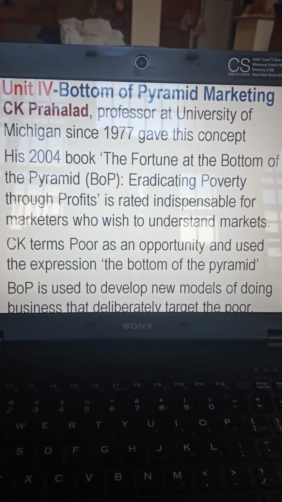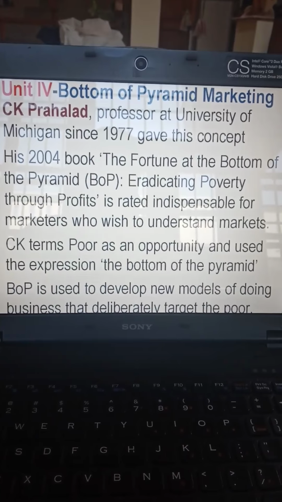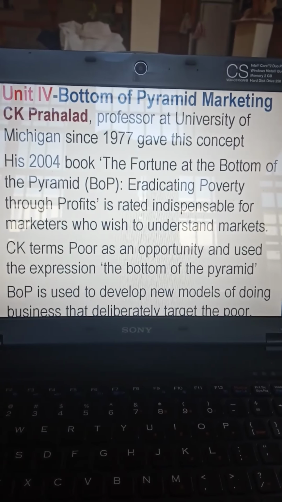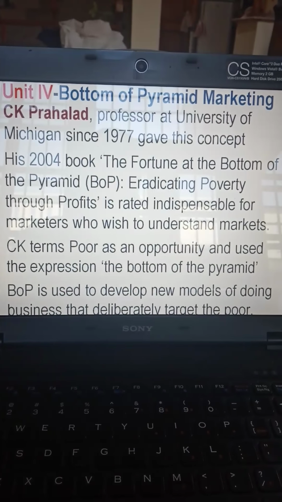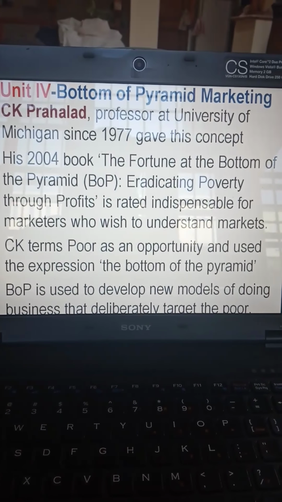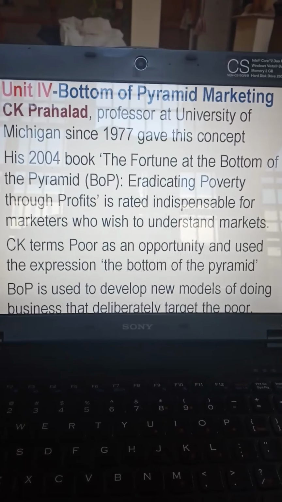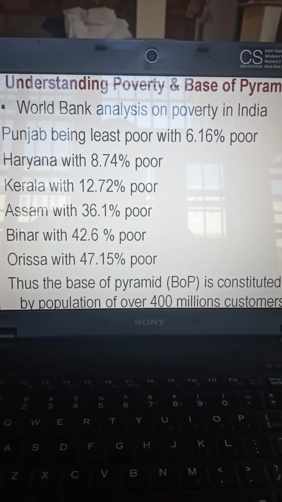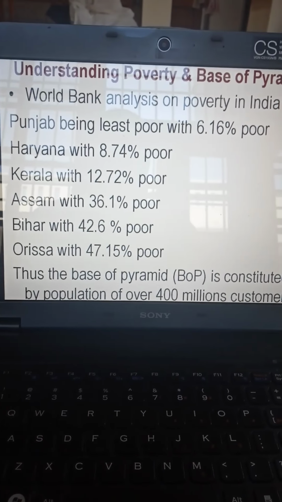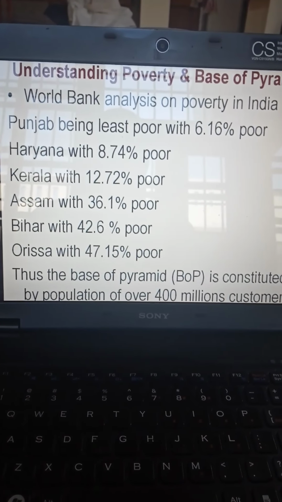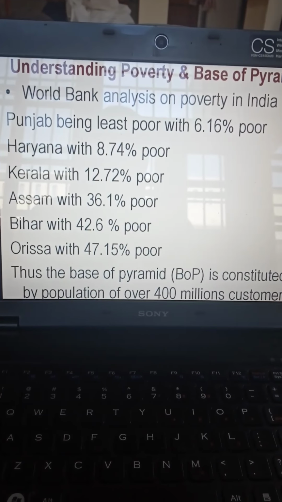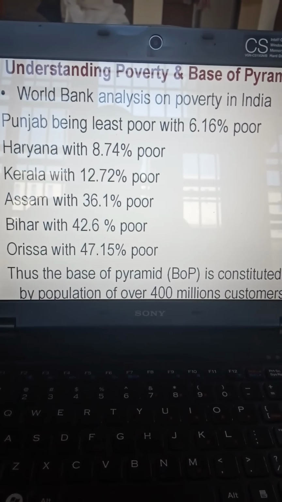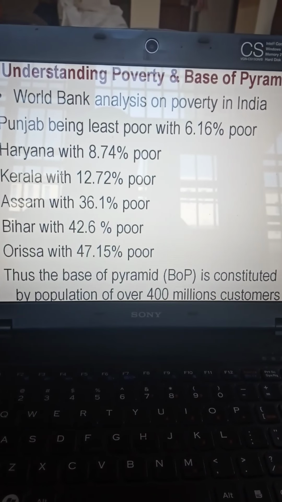Now, this book basically talks about the poor who are in abundance and in a large population and can act as an opportunity for a large amount of profits for the MNCs. Now let's look at what the population status is. In India, Bihar is the second largest with a poor population of 42%, Odisha being the largest with 47%, whereas Punjab is the least with poor of just 6%.